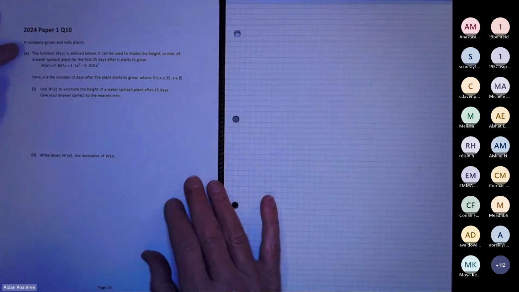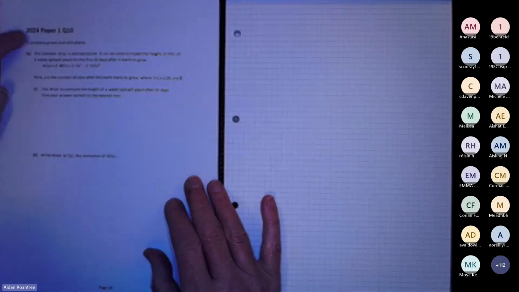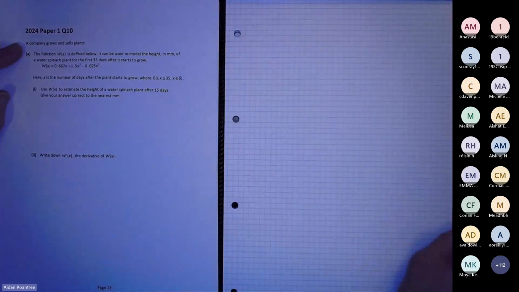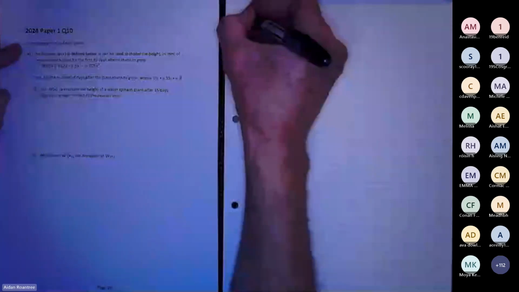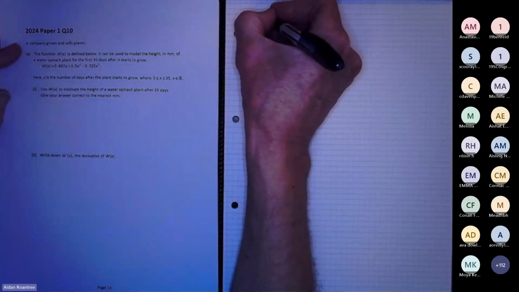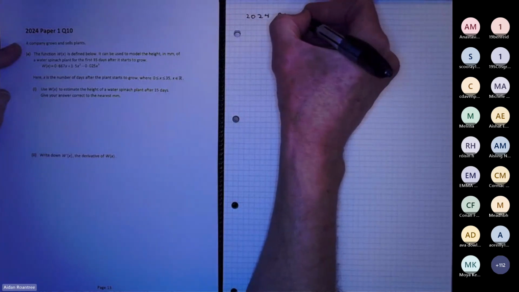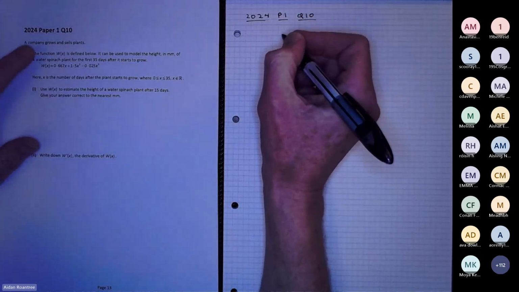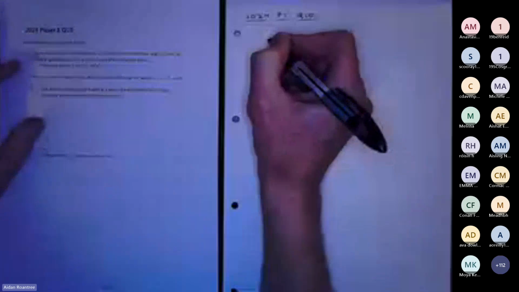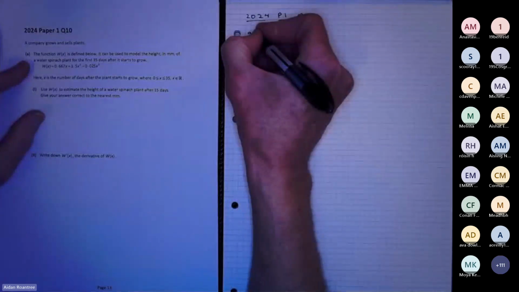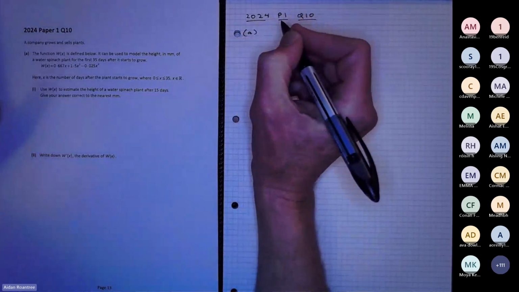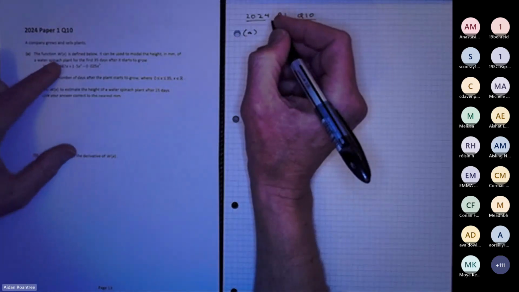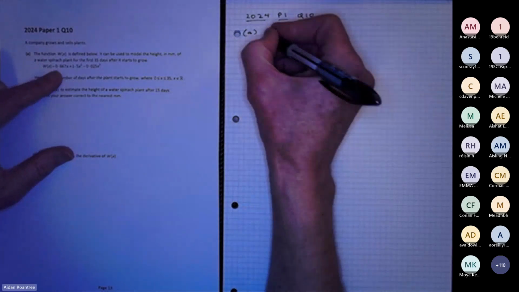Now, the introduction to the question, I'm sure you can't see that, but you'll be able to look it up on examinations.ie. I'll just put this down here: 2024, Paper 1, Question 10. It says a company grows and sells plants. And in part A, it says that the function W, which can be used to model the height of a particular type of plant, a water spinach plant, is given by this.